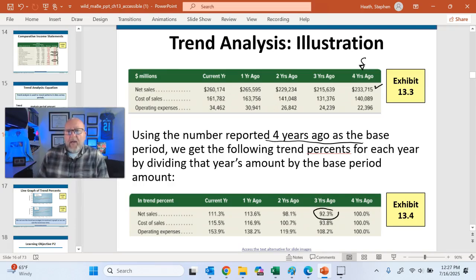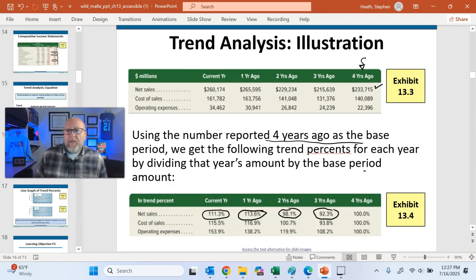So now I can say, hey, you know what? 3 years ago, we were at 92.3% of the base. 2 years ago, we were at 98.1%. A year ago, we were at 113%. And this year, we're at 111%. And so we're seeing trends. And we're allowing us to compare not just year over year, but the changes from a base year.